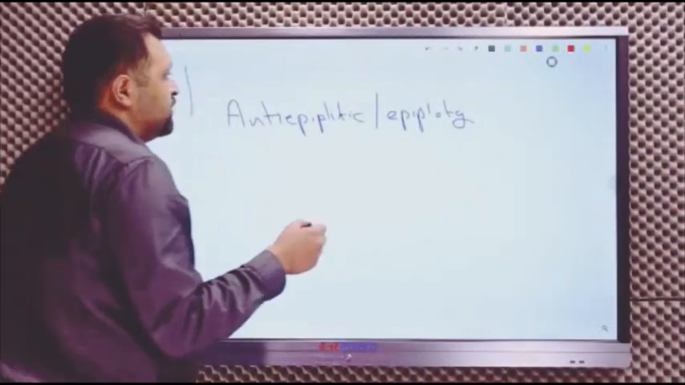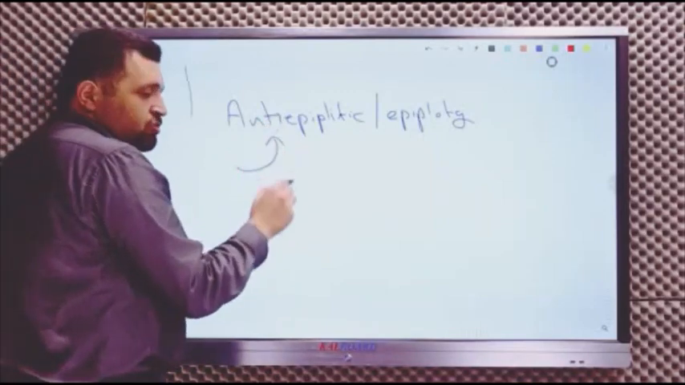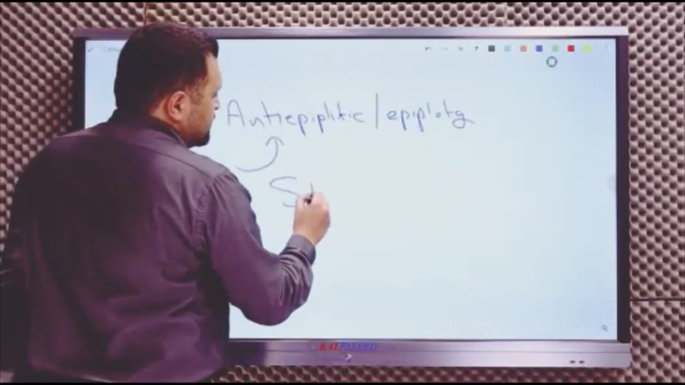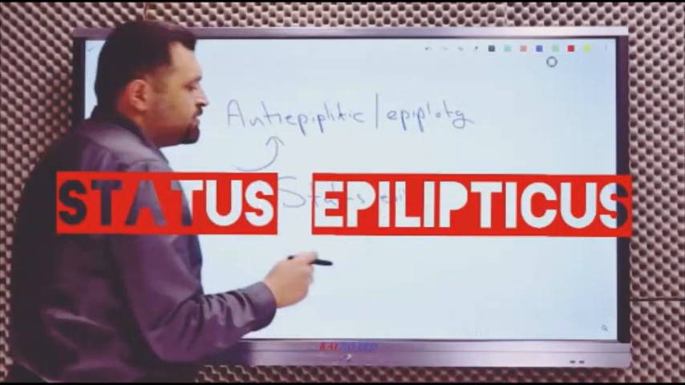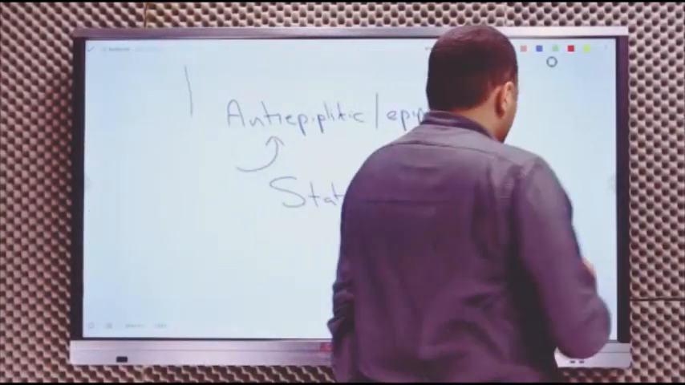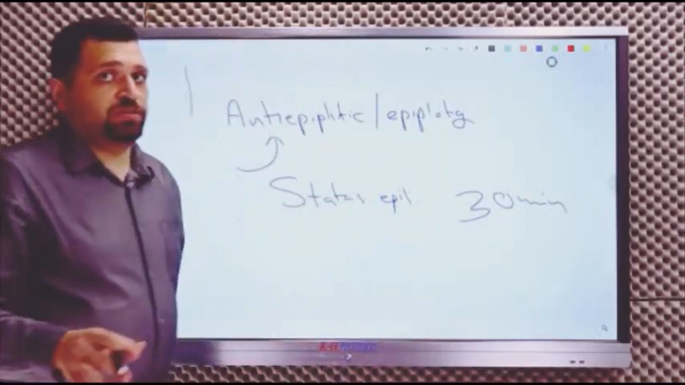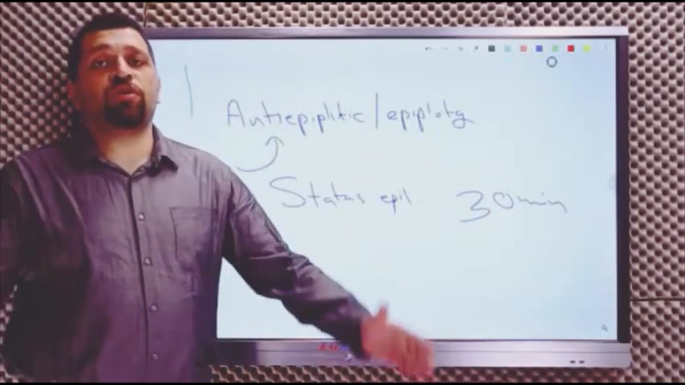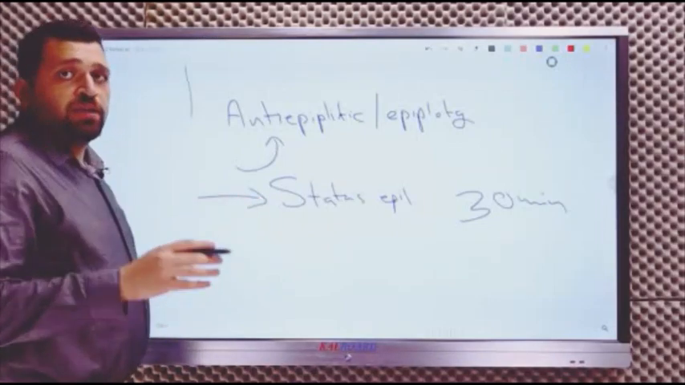So Propofol is both anti-epileptic and epileptogenic. Because it's anti-epileptic, we use it in status epilepticus. Now, what's status epilepticus? Patients who have epilepsy, if they have a seizure, within 30 minutes, they should regain consciousness. If they remain unconscious for more than 30 minutes, we call this status epilepticus.